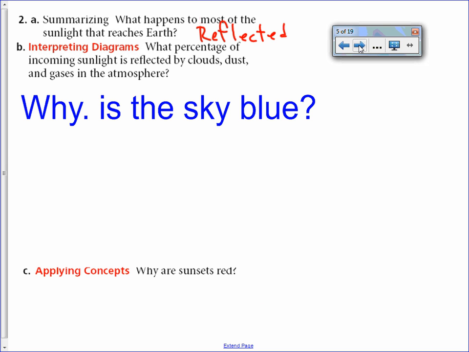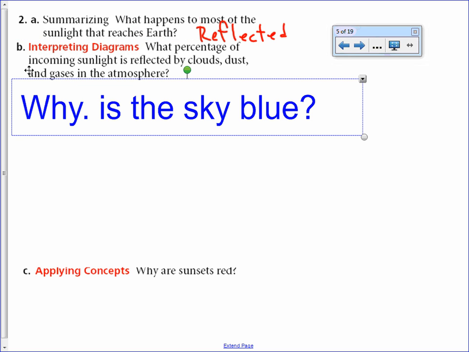So there we go. We've got all of that. On a quiz or test, I won't ask you the percentage of the incoming sunlight that's reflected by clouds, dust, and gases, but just knowing that about half of it's absorbed and the rest of it is reflected by these other things is good enough.